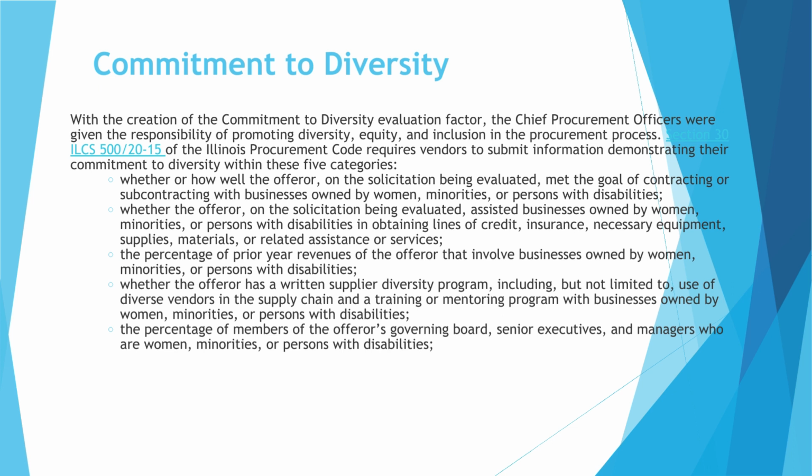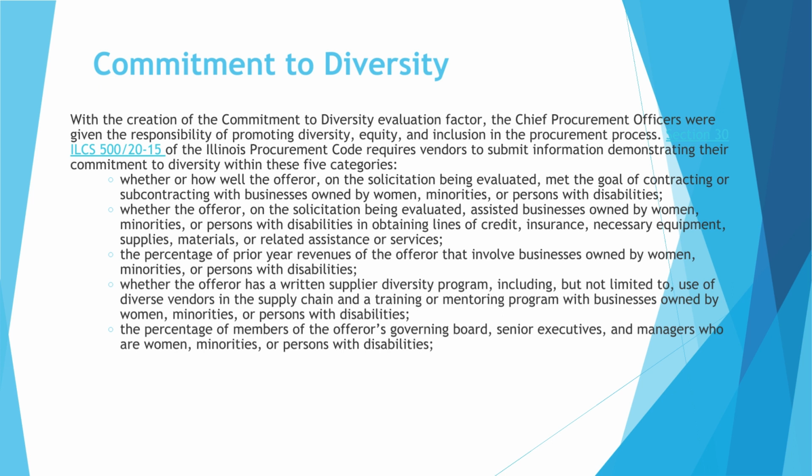Section 30 ILCS 500-20-15 of the Illinois Procurement Code requires vendors to submit information demonstrating their commitment to diversity within these 5 categories. Whether or how well the offerer on the solicitation being evaluated met the goal of contracting or subcontracting with businesses owned by women, minorities, or persons with disabilities.